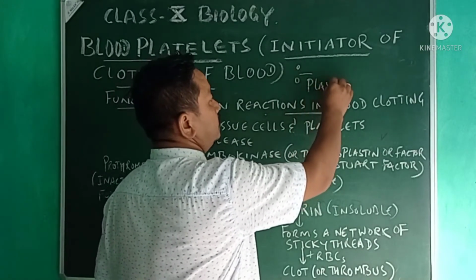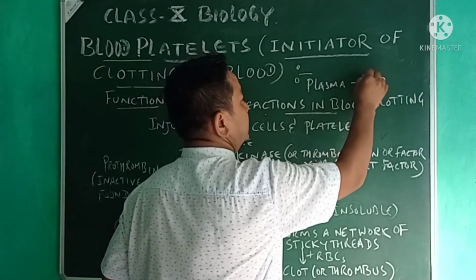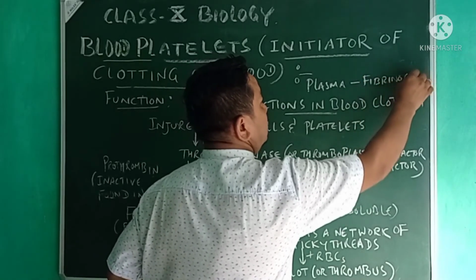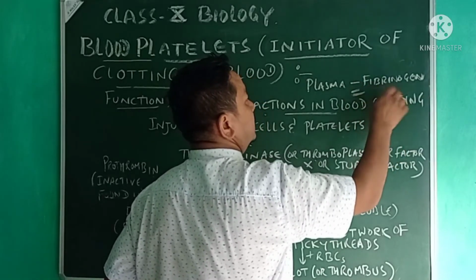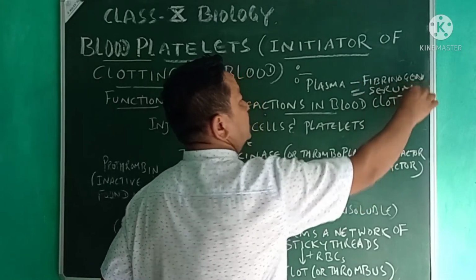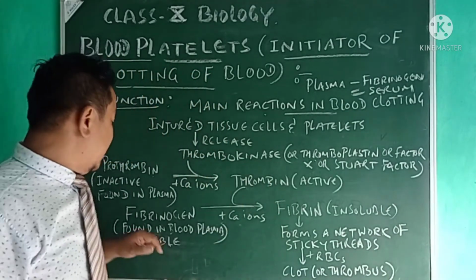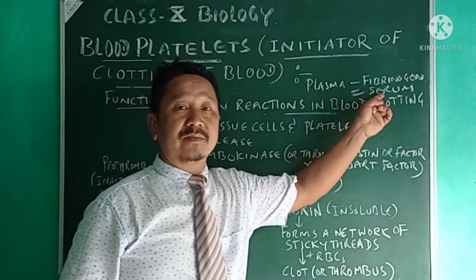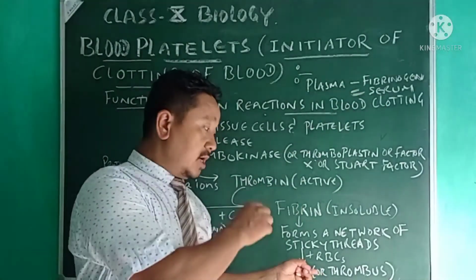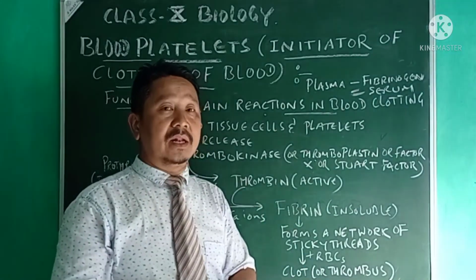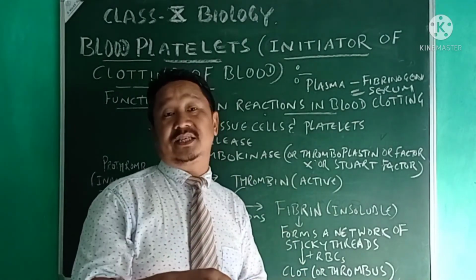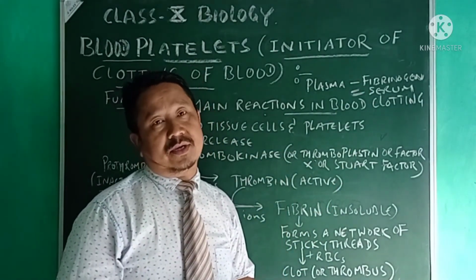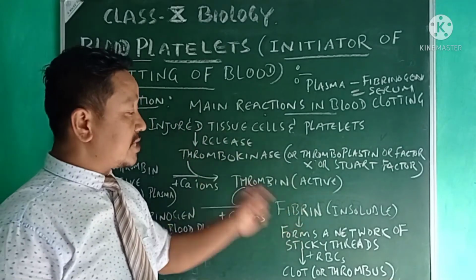Plasma minus fibrinogen equals serum. It was discussed last time also. Fibrinogen is a protein. When it is removed from plasma, it becomes serum. The same thing is happening here also. Beside the clot you see a pale yellow colored fluid substance, which is called serum because there is no fibrinogen, which is already trapped in the threads.